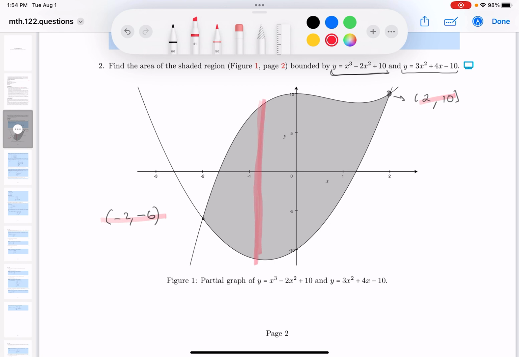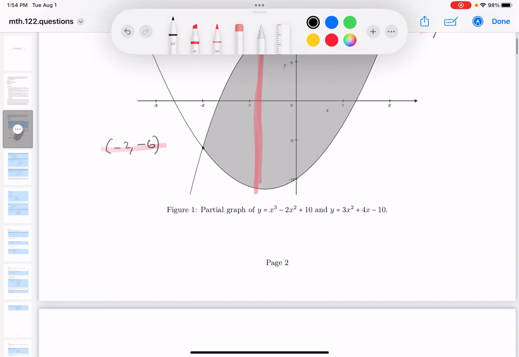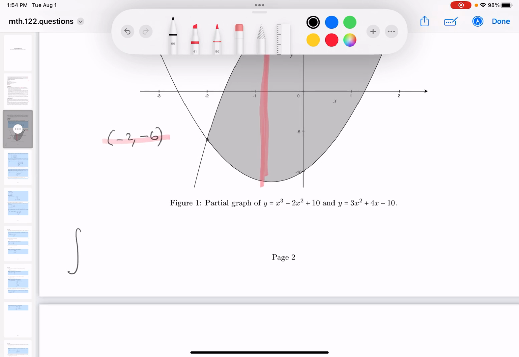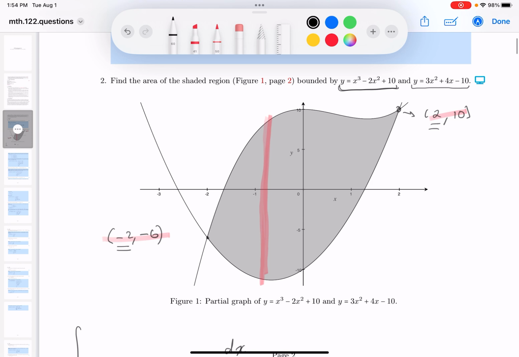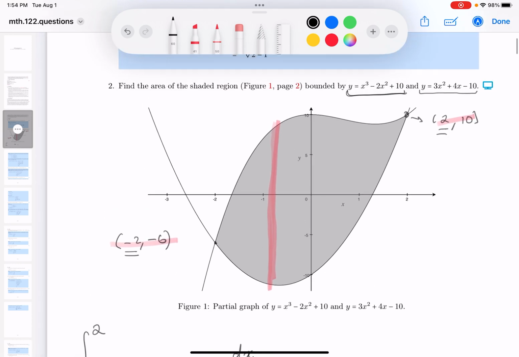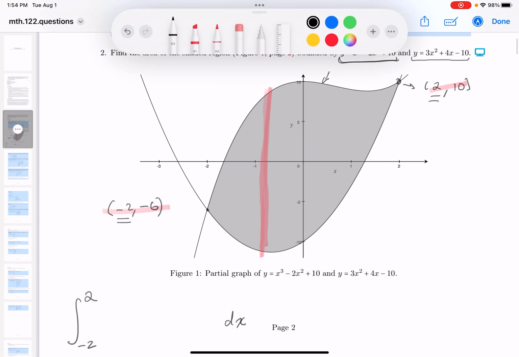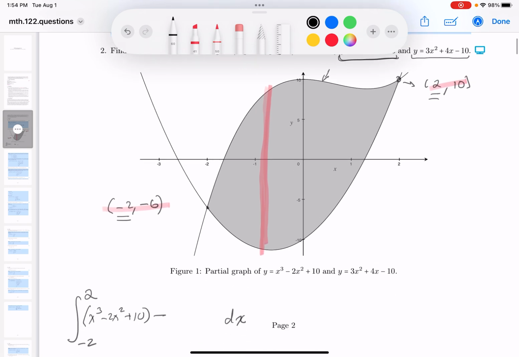here. This forces me to start thinking about what the differential is, and the differential in this problem would actually be dx. I'll put this over here. Now, where the x is coming from, minus 2 up to 2. All right? What do you do now? You need to know the upper curve. Well, looking at it, this upper curve is the cubic curve. So what's that going to be? It's going to be x cubed minus 2x squared plus 10 minus the lower curve. And the lower curve, let me just make sure I did it right.